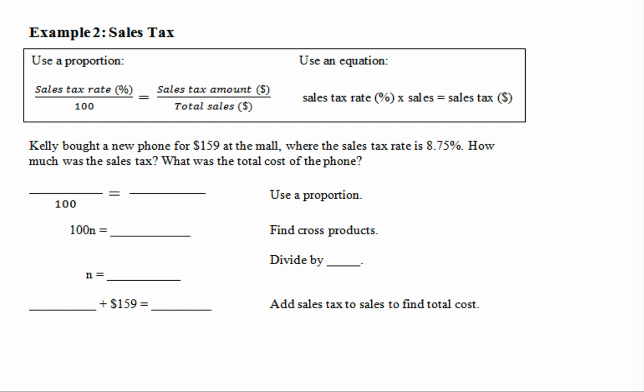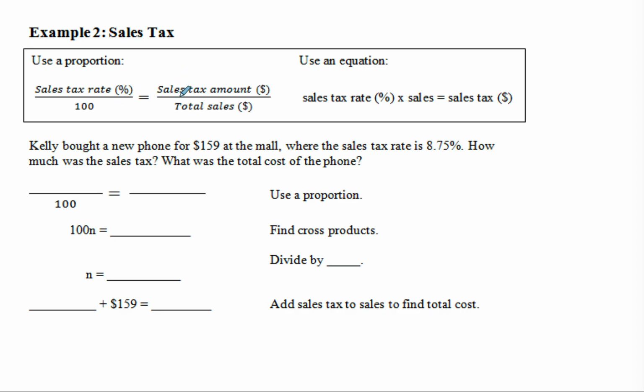All right, let's take a look at our next type of problem. So our next type of problem is using sales tax. So sales tax, we can use either a proportion or an equation. When they say the rate, that means the percent. And remember, for percent proportions, percent goes over 100. And then part goes over whole.